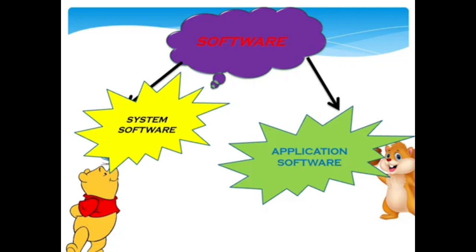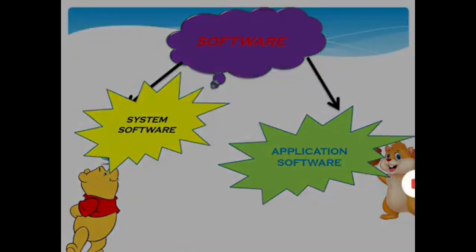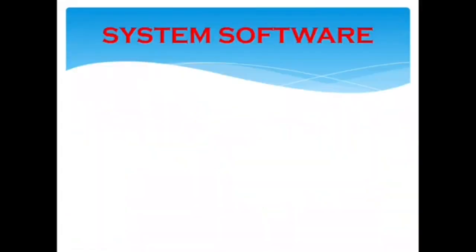Once again, what is software? Software is a set of instructions. It has two types. One is system software. The other one is application software.